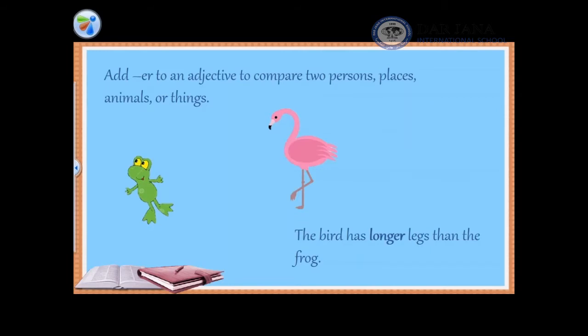How do we compare? We add ER to an adjective to compare two persons, places, animals, or things. The bird has longer legs than the frog. In here, I'm comparing between two animals, the frog and the bird. So I add ER to the adjective long. I call this adjective comparative adjective.